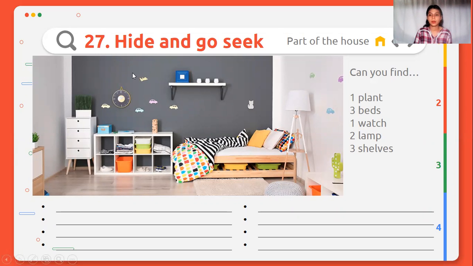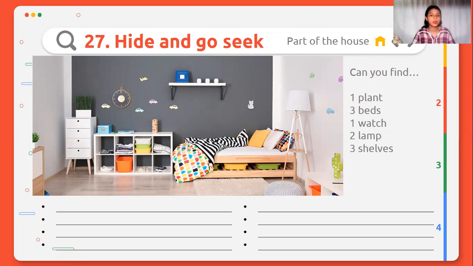Twenty-seven, hide and go seek. I put the topic part of the house. And this is a topic that I already taught as well. In fact, I taught this part of the house using the "is" and "there are".